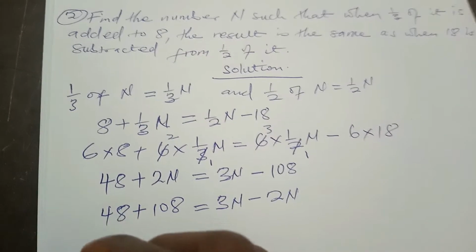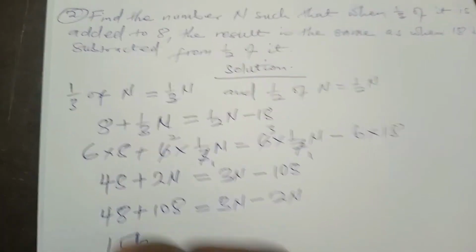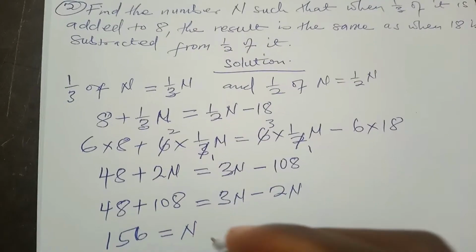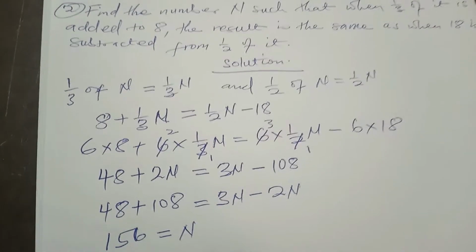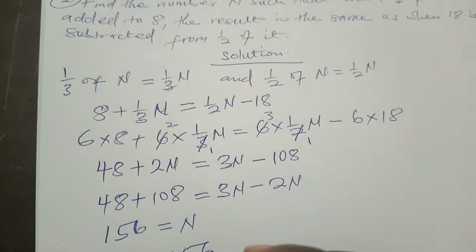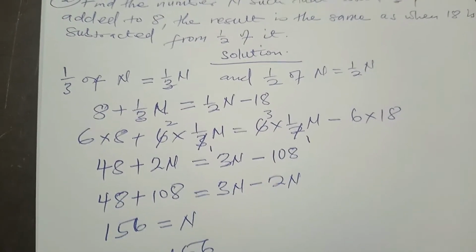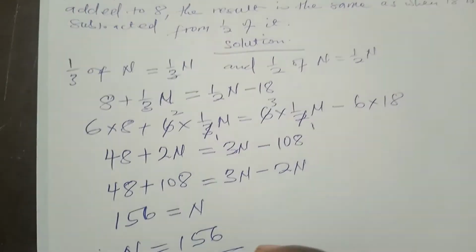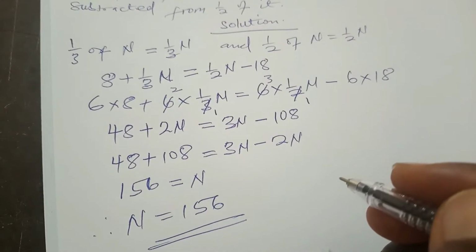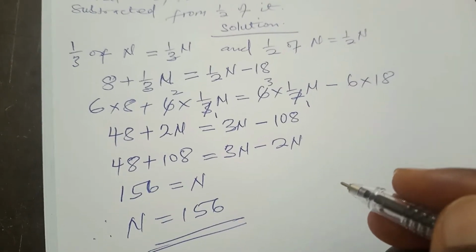This will give me 156 being equal to n. Therefore, n equals 156. And that becomes my answer. N equals 156. So 156 is the number you are looking for. Let's take another example.